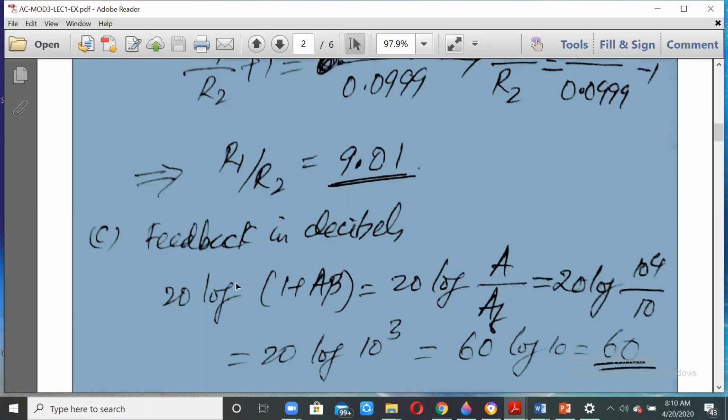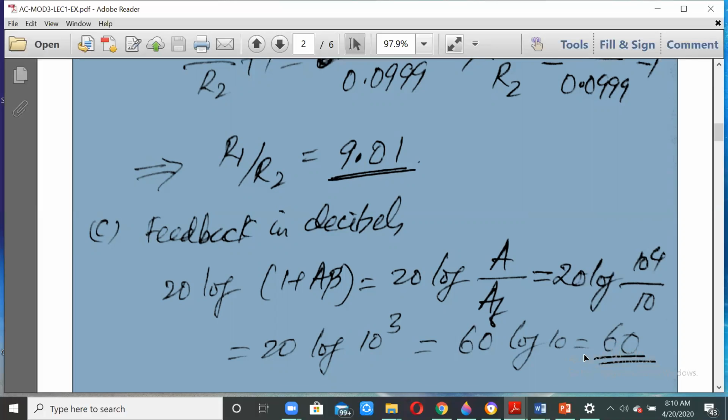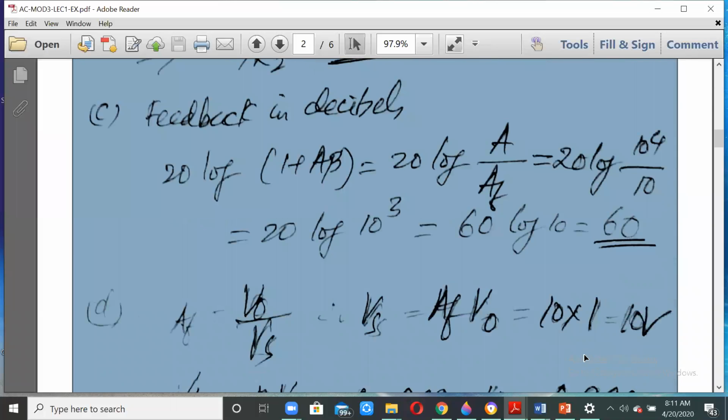Then the feedback in decibels is 20 log of 1 plus A beta, that is equal to 20 log A by AF, 20 log 10 to the power of 4 by 10. This will give 10 cube, and that 3 can be taken out, since log of a cube is equal to 3 log a. Therefore 20 into 3 will give us the value 60. So that will be 60 dB.